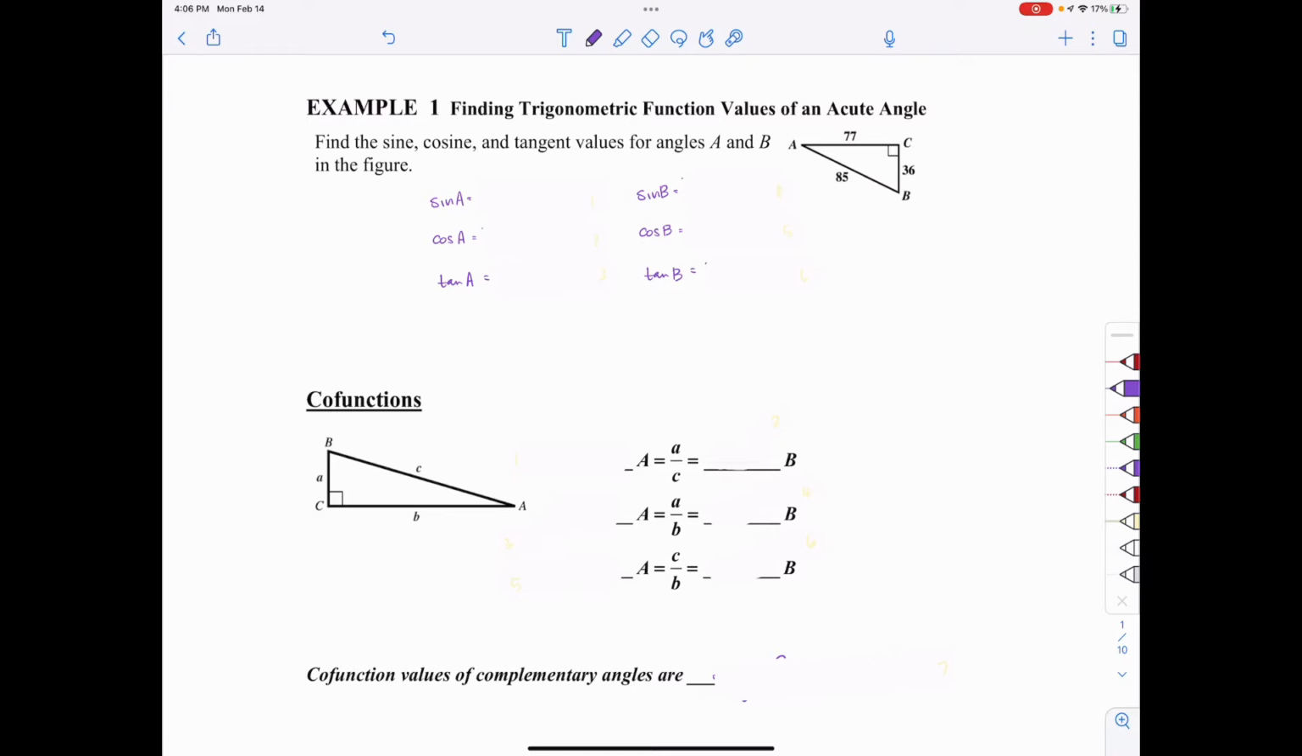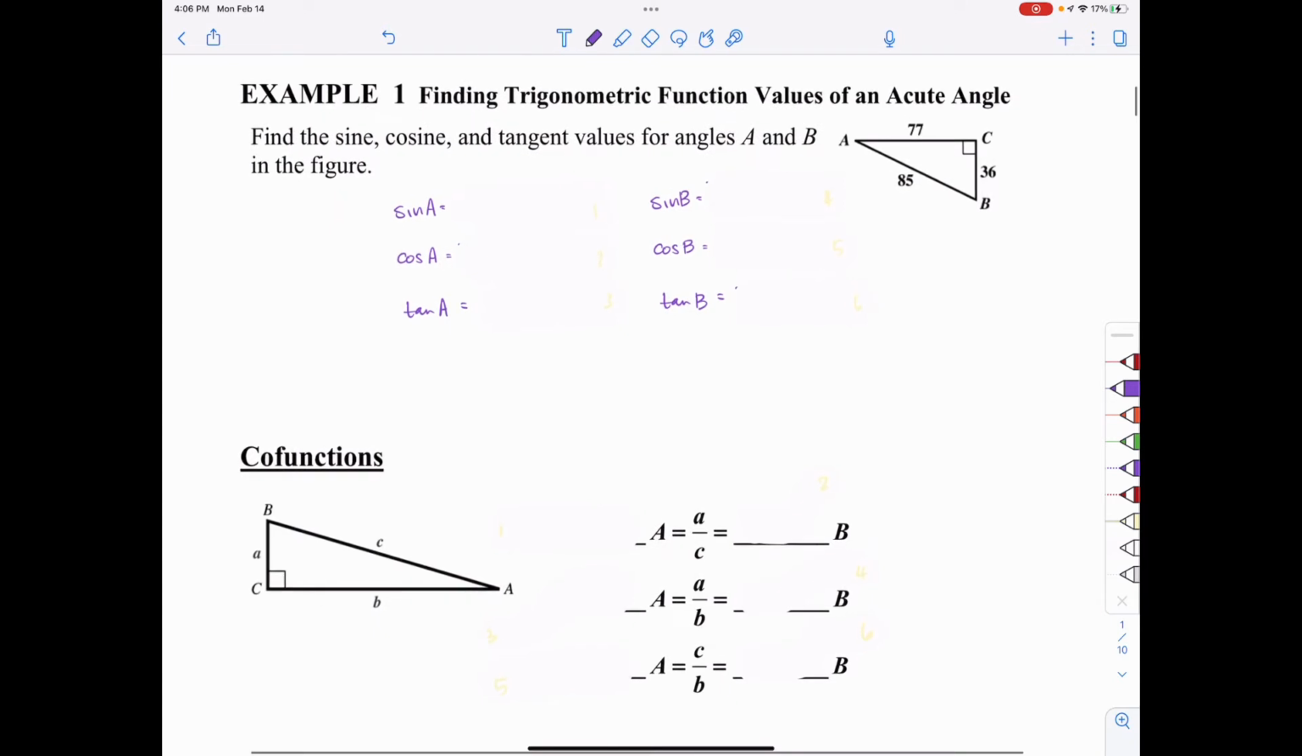In previous sections, the only thing that we've done is to look at trig functions on the coordinate axis where I have x's and y's. This is a little different. I don't have x's and y's anymore, so SOHCAHTOA is going to be quite useful on this. All right, so take a look at example 1.